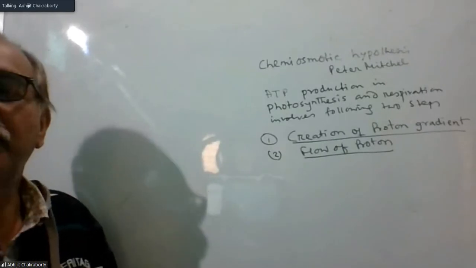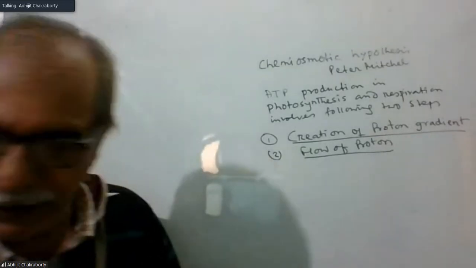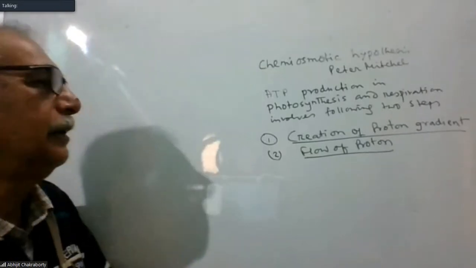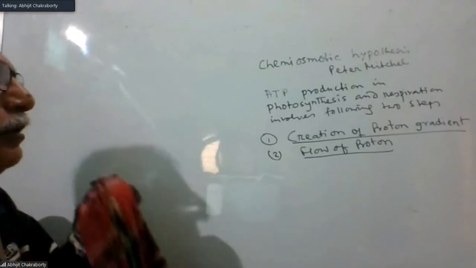So creation of proton gradient and then flow of proton. There are two basic points here for the chemiosmotic hypothesis. First of all, proton gradient is to be created, and secondly, protons require to flow.